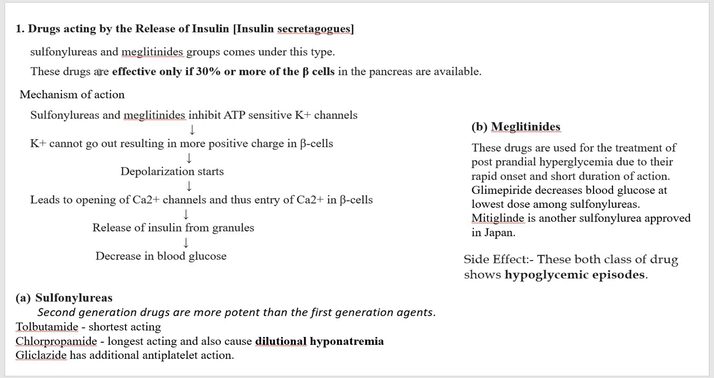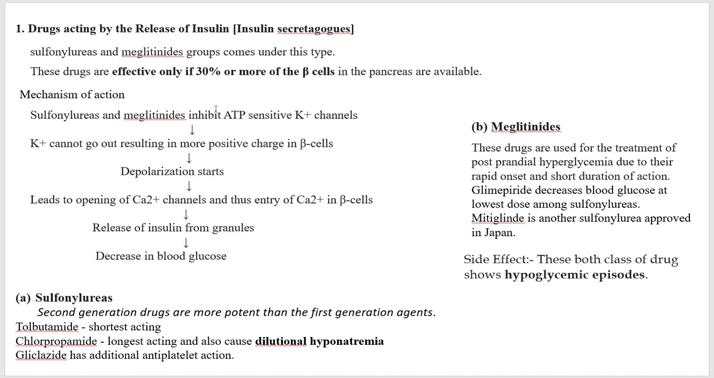These drugs are effective only if 30% or more of the beta cells in the pancreas are available. Sometimes in diabetic patients beta cell destruction has happened, and because of that the insulin level gets lowered. But in some cases the beta cells are present in larger numbers, yet there are different reasons for the decrease of insulin. In those cases these drugs are used.